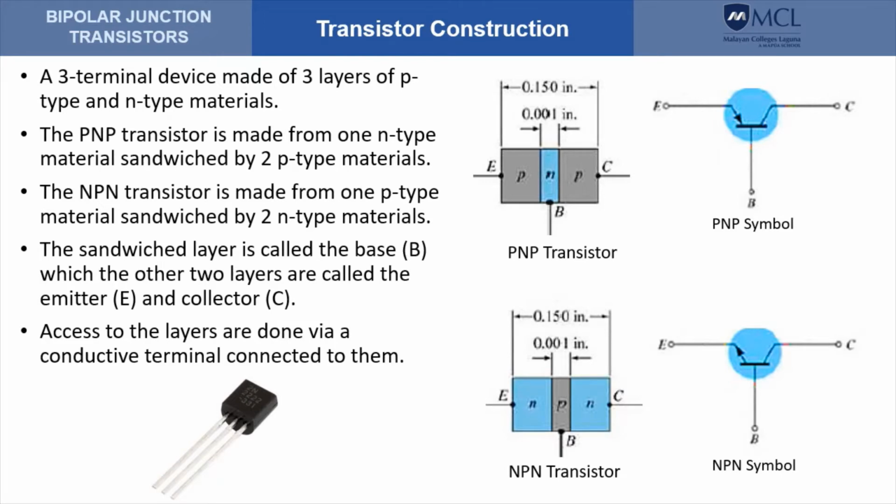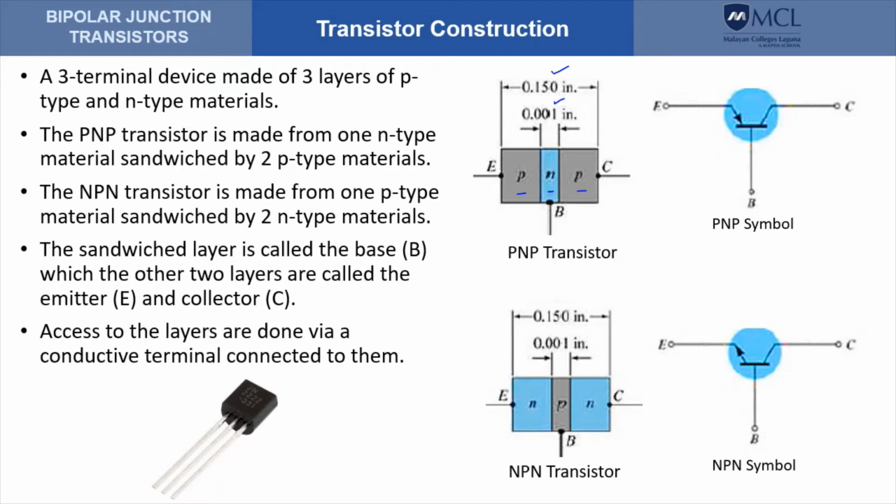A transistor is a three-terminal device made of three layers of P-type and N-type materials. There are two types of transistors. We have the PNP and the NPN transistor. A PNP type transistor is made from one N-type material that is sandwiched by two larger P-type materials. So we can actually see the relative thickness of these materials as shown here.